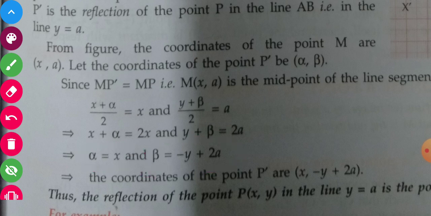So what is this? Alpha and beta are the coordinates of point P dash. So we got the coordinates of point P dash, which is x. X will remain the same, of course, and the y coordinate is minus y plus 2a.